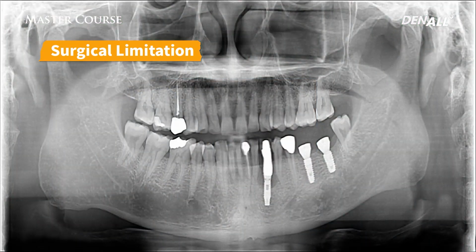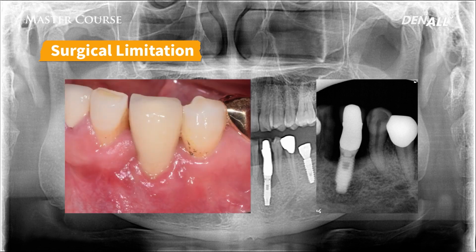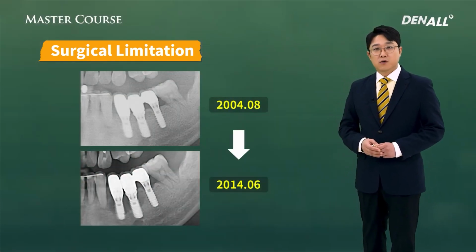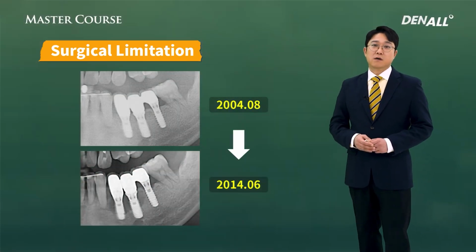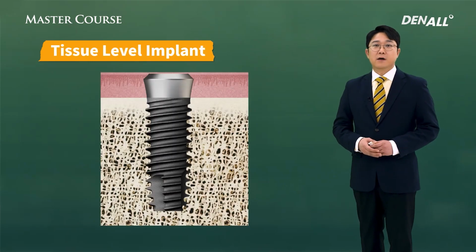In the actual clinical setting, the tissue level implant is placed very deep, which results in deep bone resorption. In another case, the tissue level implant is placed at the bone level. Severe bone resorption occurred. So there are many advantages, but surgical and prosthetic limitations exist for the tissue level implant.